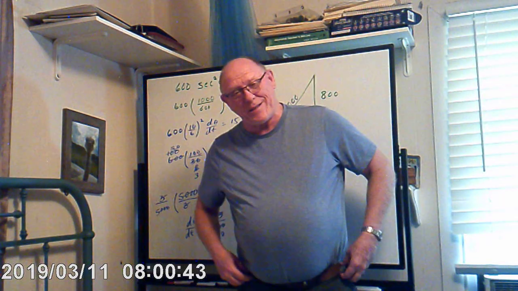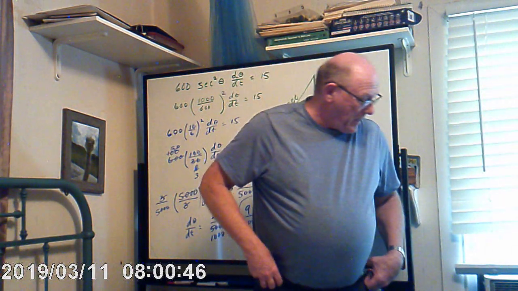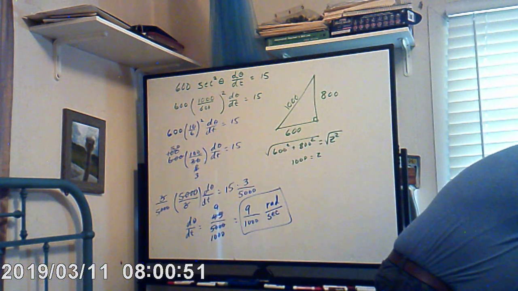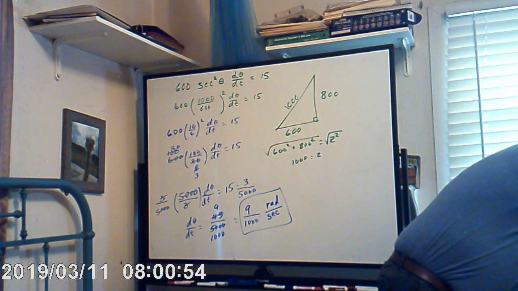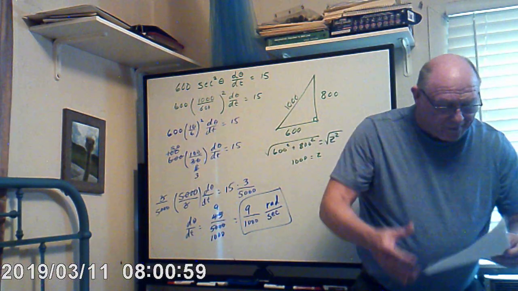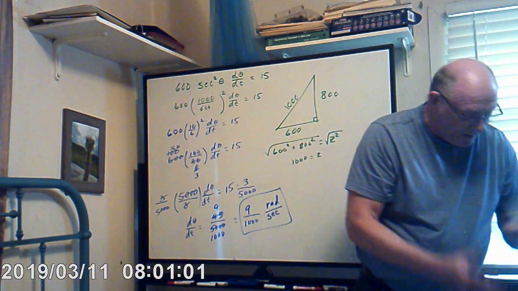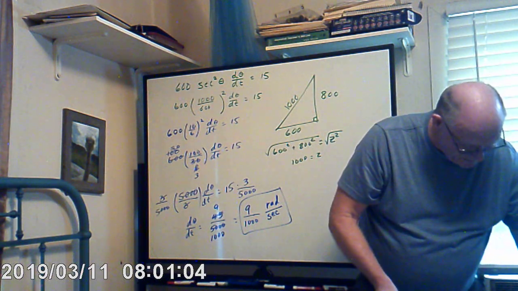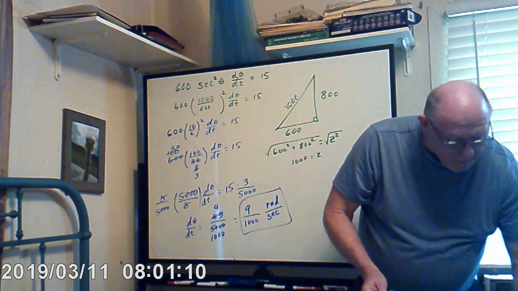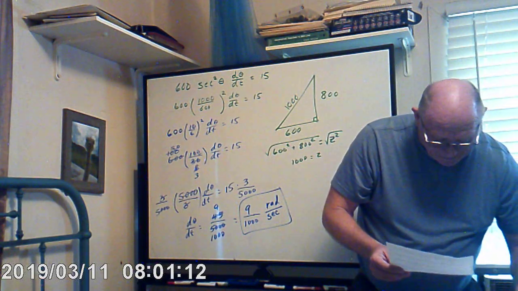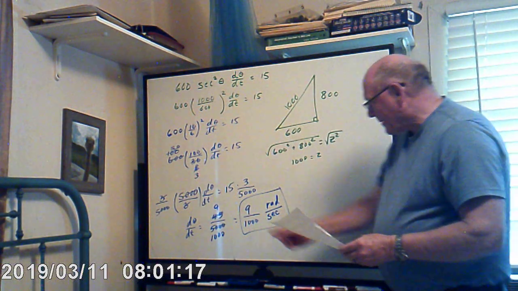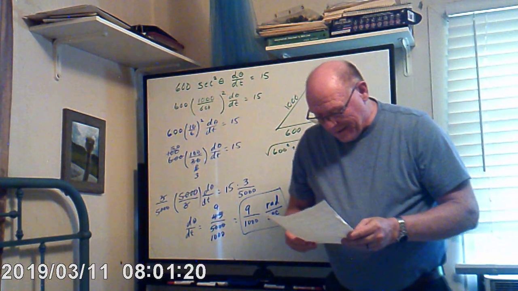I do get satisfaction out of working these problems. And soon, let me see if I can find, I don't know if I have it readily accessible to me. It may be that I do have it. Let me see if I can find the problem that I was working. Yeah, it is here. Okay. Yeah, 9 over 1,000. That's right. That's what we got. We got it. 9 over 1,000 radians per second.